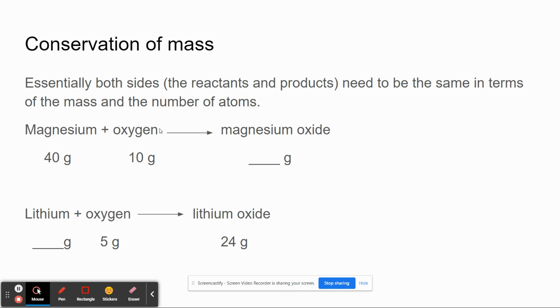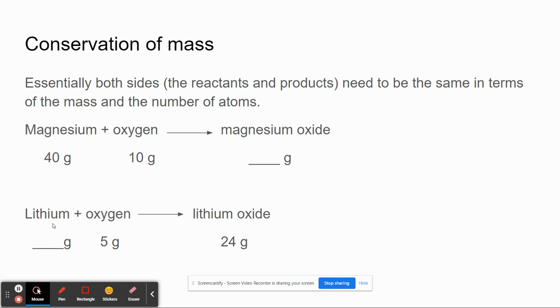So if I gave you a problem like this, if we have 40 grams of magnesium reacted with 10 grams of oxygen, it produced magnesium oxide. How many grams would be produced? Just add them. It's like a math equation. 40 plus 10 equals 50.